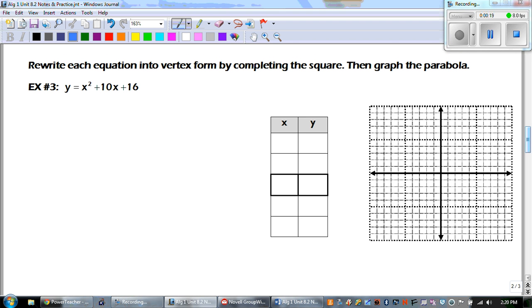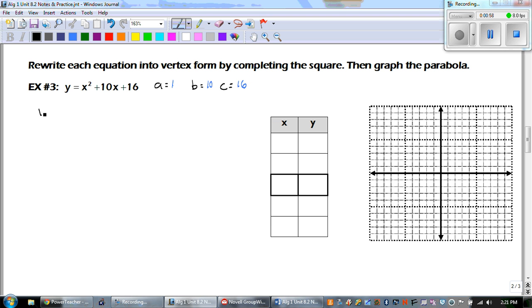So flip over to the back. It says to rewrite each equation into vertex form by completing the square, then graph the parabola. If you need to go back to look at the other steps, I highly recommend doing that. The first thing we need to do is label our A, B, and C. So A is 1, B is 10, and C is 16.